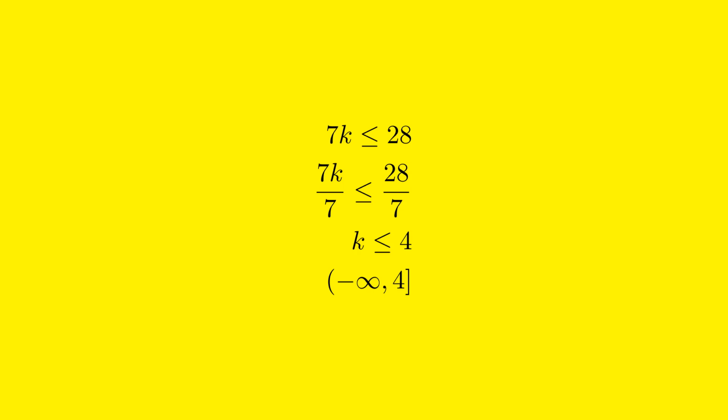In interval notation, this solution is written as negative infinity to 4, with 4 included because it is less than or equal to. This finishes the problem because we have completely isolated k. So the solution to the inequality is k is less than or equal to 4. In interval notation, the solution is negative infinity to 4 with 4 included.